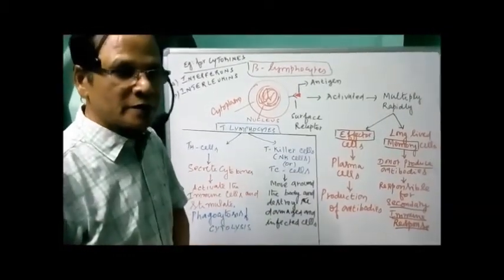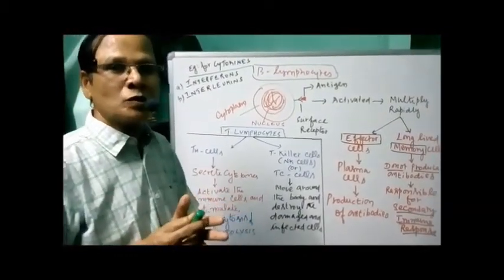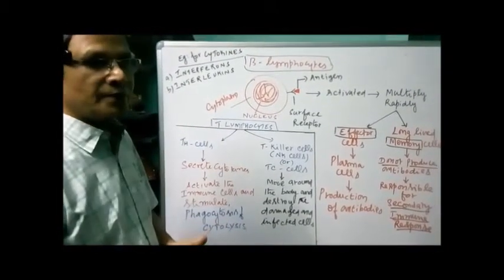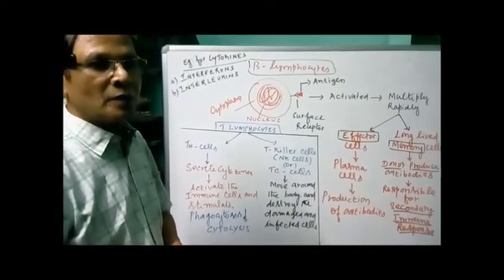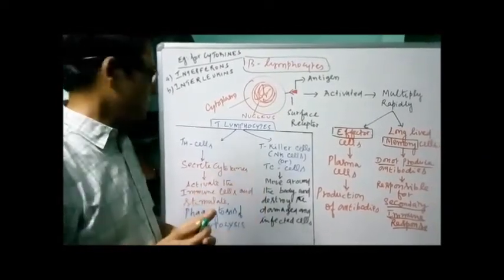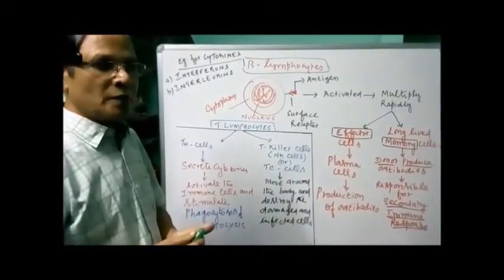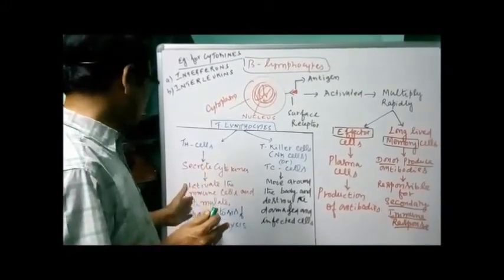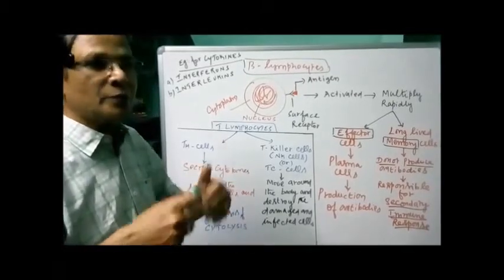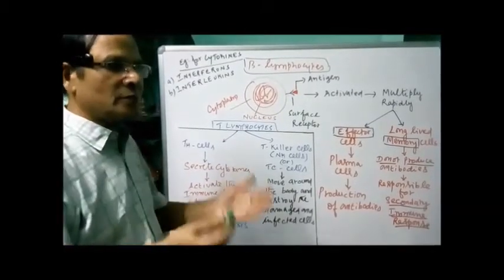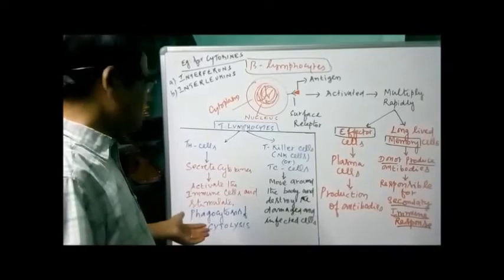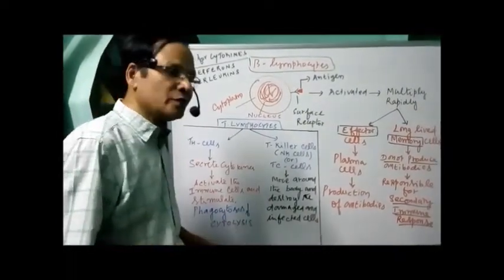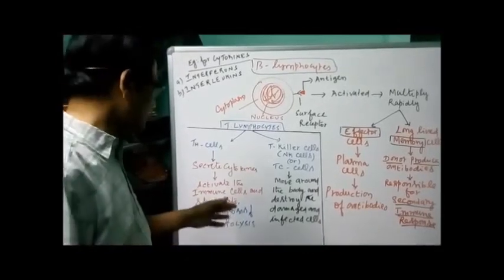What are cytokines? Cytokines are simple soluble molecules produced mainly by TH cells at the time of infection, or also by some infected cells. What is their role? These cytokines activate the immune cells, particularly the B lymphocytes, and stimulate the process of phagocytosis and cytolysis. This is the main function, phagocytosis and cytolysis.